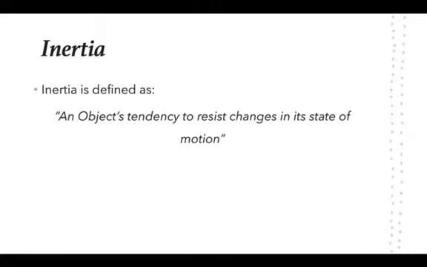Inertia is defined as an object's tendency to resist changes in its state of motion. So, an object wants to stay in the same state of motion. If an object is at rest, it wants to remain at rest. If an object is moving with constant velocity, then it wants to keep moving with that constant velocity. And inertia is that tendency, that property that objects have to not want to change its state of motion.